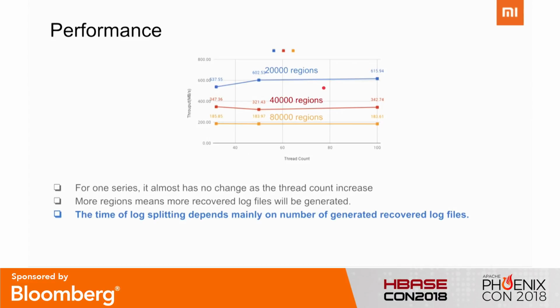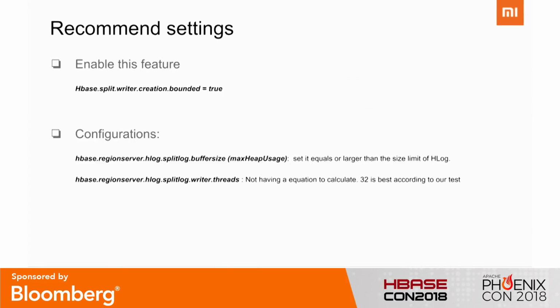For one certain series, it almost has no change as the thread count increases, but more regions result in less throughput. Since more regions means more recovered log files will be generated, we can conclude that the time of log splitting depends mainly on the number of generated recovered log files. Here is how to enable this feature and some advice on the configurations. That's all for my section. Thanks. Please welcome Zheng to introduce the second part.